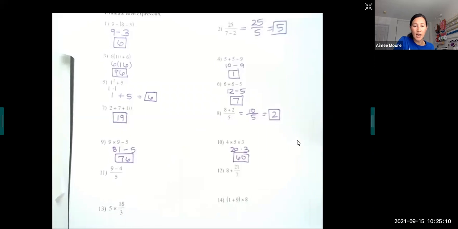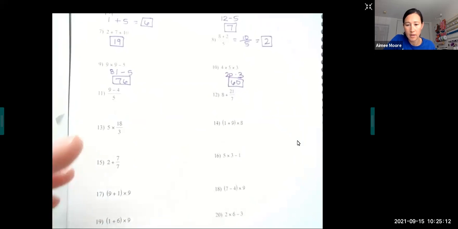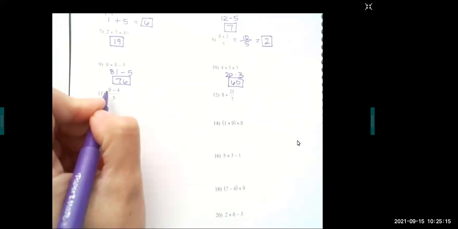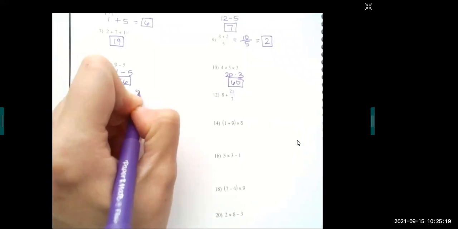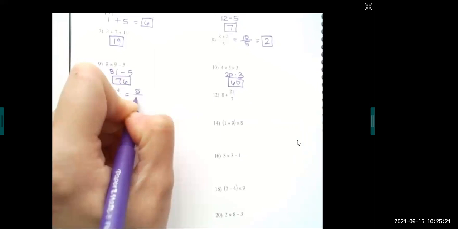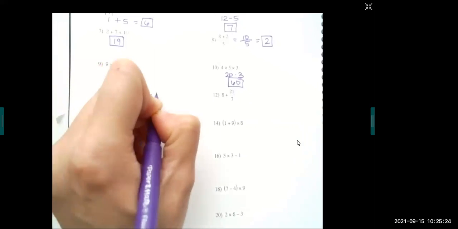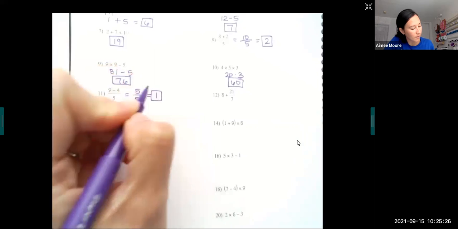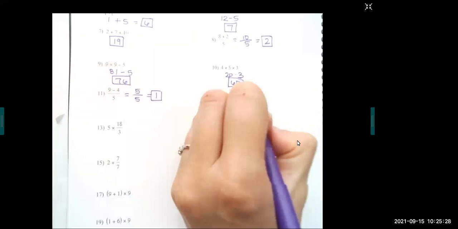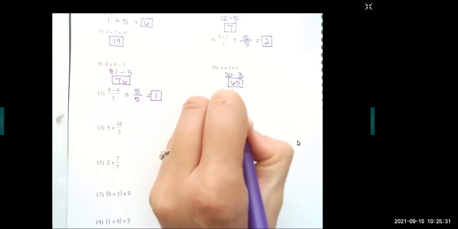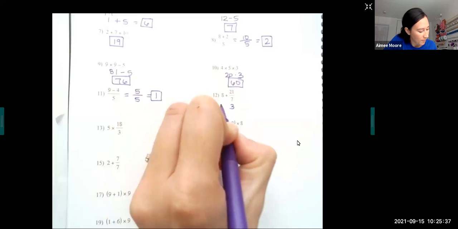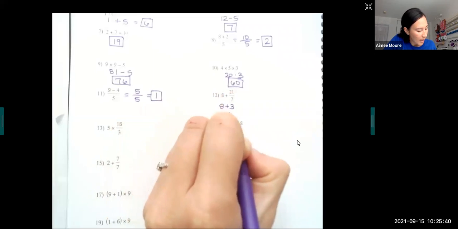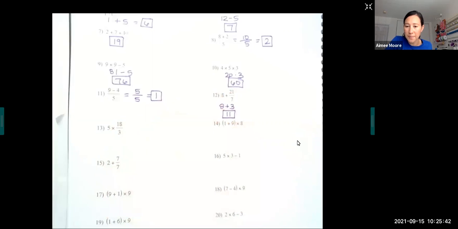Angelo, number 11 and 12. For 11, I did 9 minus 4 first, and that equals 5, which made a fraction of 5/5, and that's 1. Excellent. And for number 12, I did the fraction first, the division, and I did 21 divided by 7, which equals 3. Excellent. And 8 plus 3, which equals 11. Excellent. Very good. Thank you, Angelo.